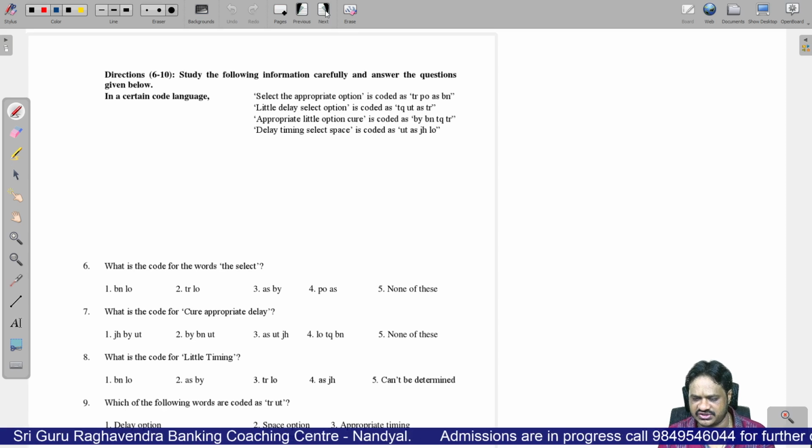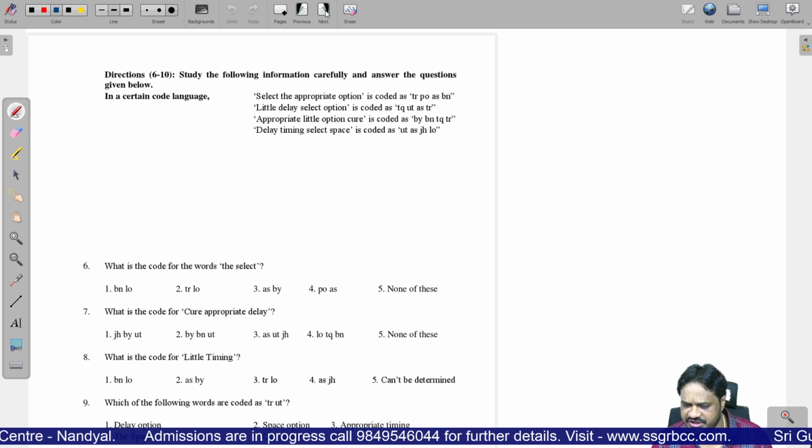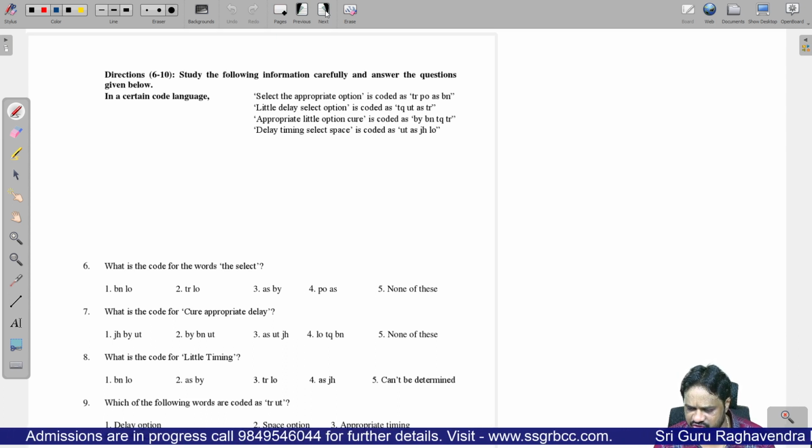This is called coding and decoding. Study the following information, then answer the questions. Select the appropriate option is coded as TRPOASBN. Little delay select option is coded as TQUTASTR. Appropriate little option Q is written as BYBNTQTR. Delay timing select space is written as UTASJHLO. Now we have to find the code for each and every word.